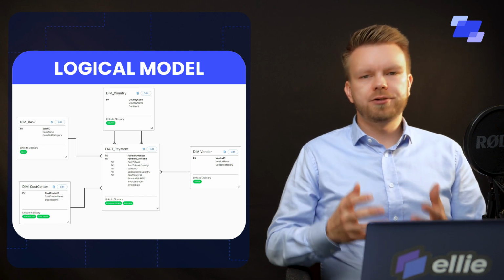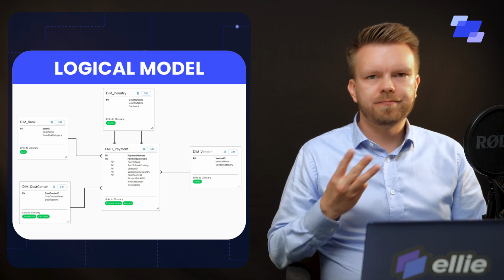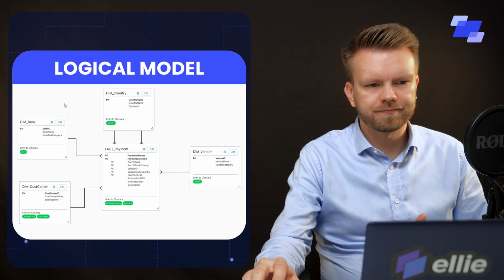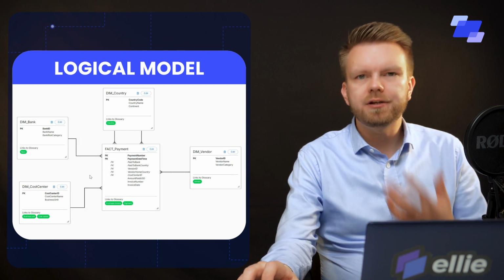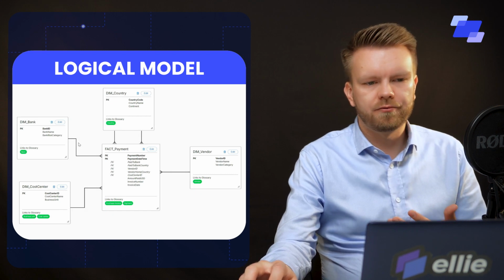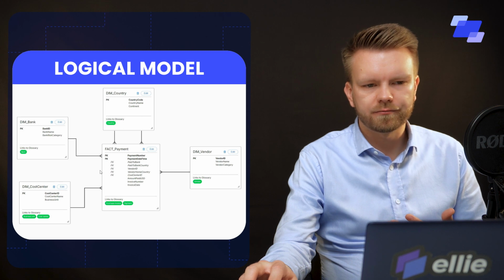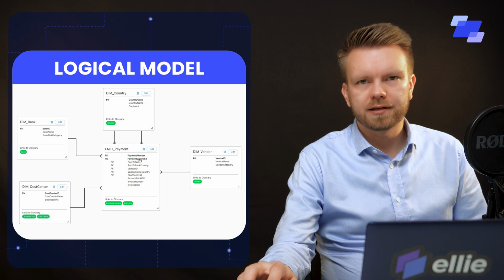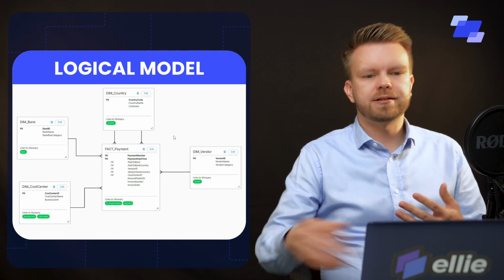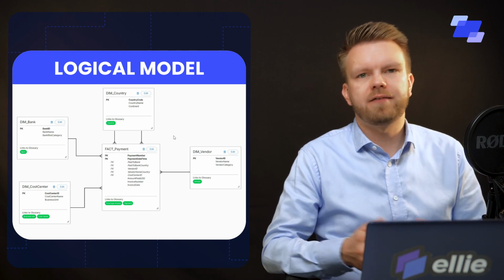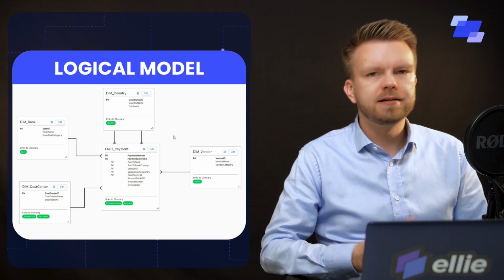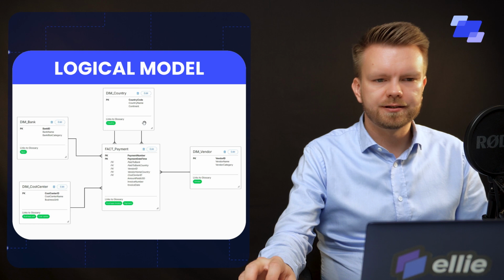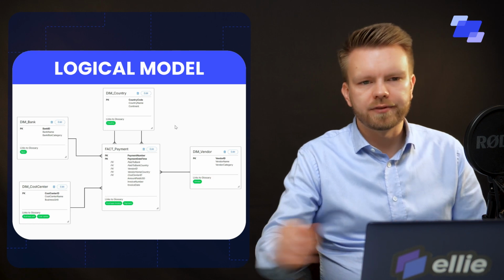Practically, the logical model in Ellie is made of three parts. We have the entities, these boxes. We have the relationships, which describe how these entities are linked together, which are the lines. And we have the attributes inside these entity boxes, which tell us about the information we have about that entity. As an additional thing to these basic elements, Ellie also has these links to glossary. More on that a little bit later.